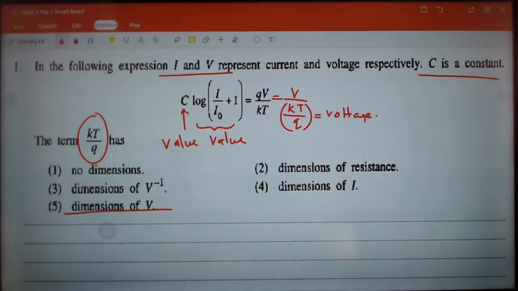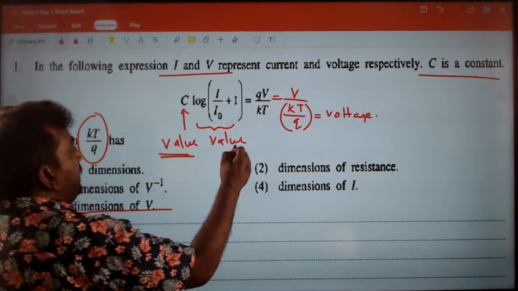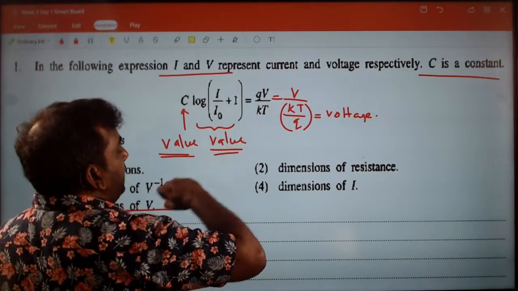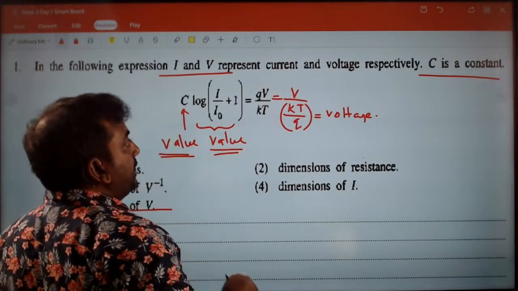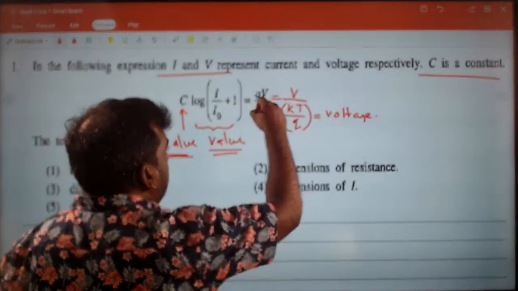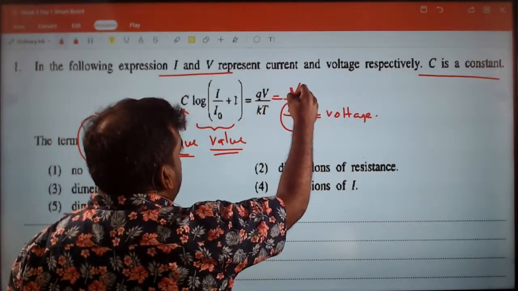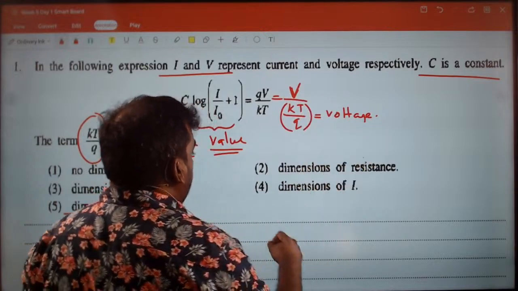Therefore, directly there, the answer is answer number 5. Very simple. If the left hand side is a value, the right hand side is also a value. So KT over Q means KT divided by Q. If this is voltage, then this part also should be a voltage. Right.